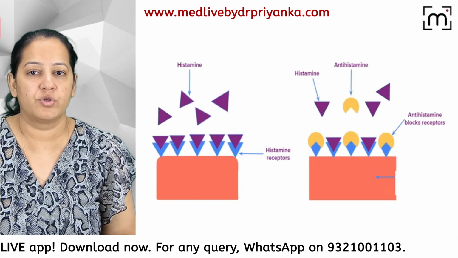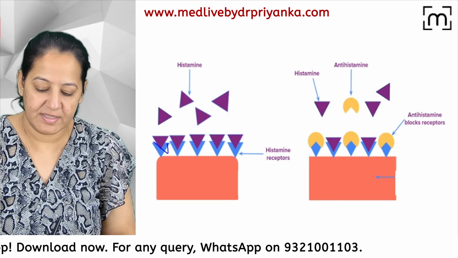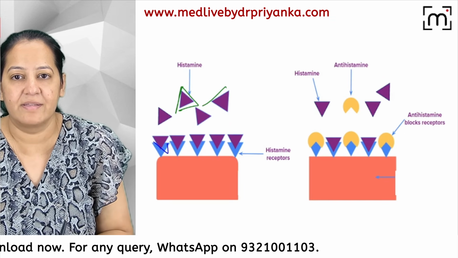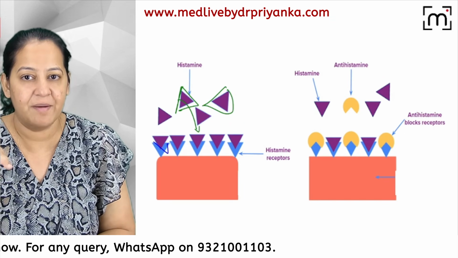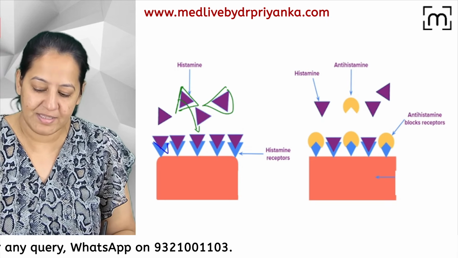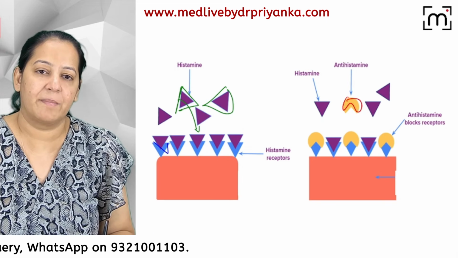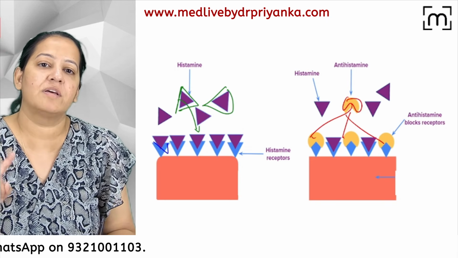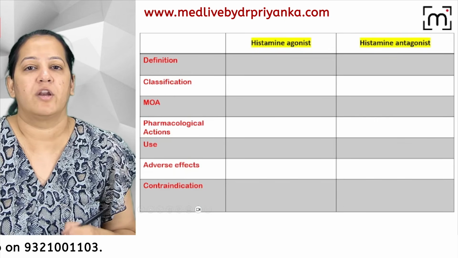The same story is shown to you. You can see these are the receptors. This is histamine; these purple triangles are histamine. When histamine comes and binds, some action occurs. And you can see these yellow ones are the drugs, the antihistaminics. They are blocking the receptor. Since they block the receptor, histamine cannot come and bind, and cannot show its action.